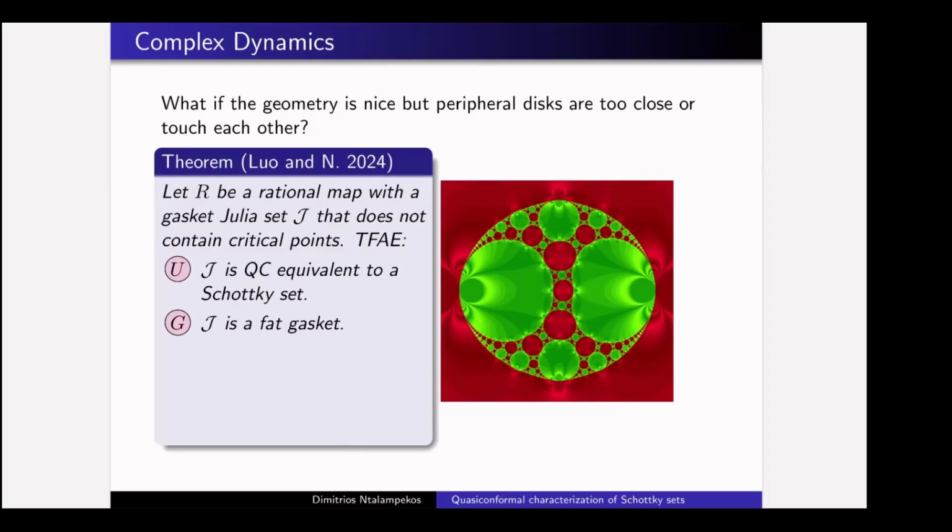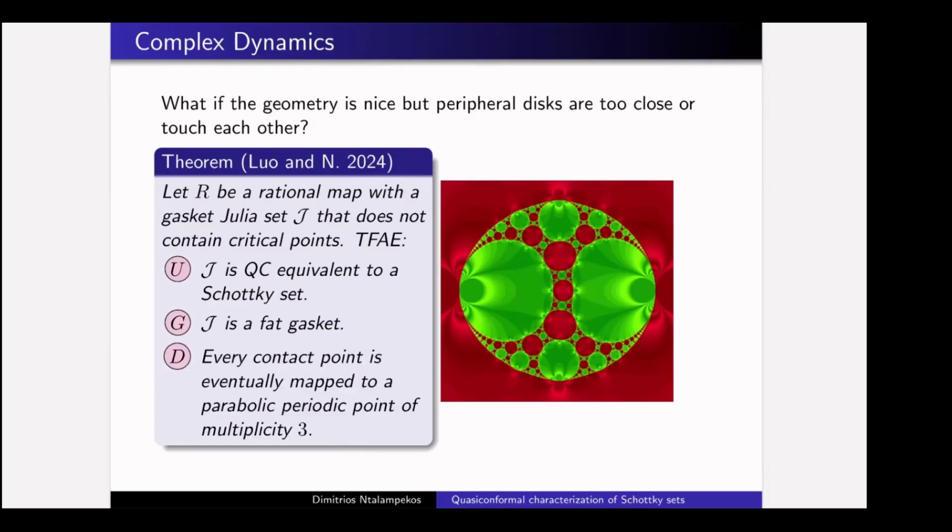The Julia set is a fat gasket, and this means that whenever two Fatou components touch, they're actually tangent to each other. There's a tangent line. And the third condition, which is a dynamical condition, is that every contact point is eventually mapped to a parabolic point of multiplicity 3. So we have a complete understanding of those Julia sets.